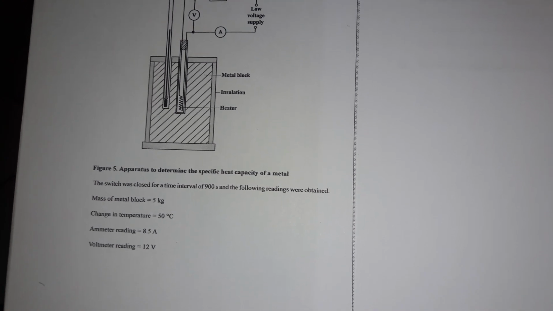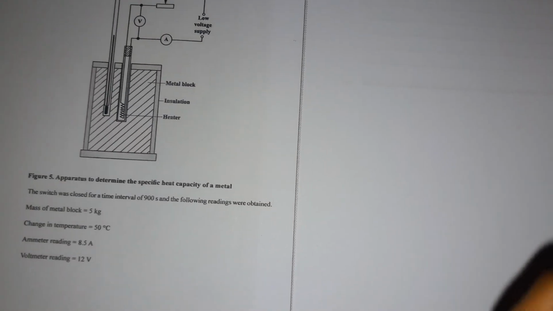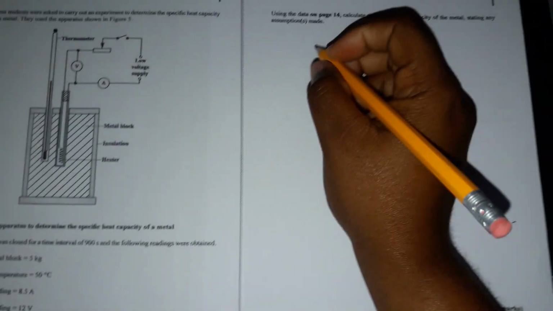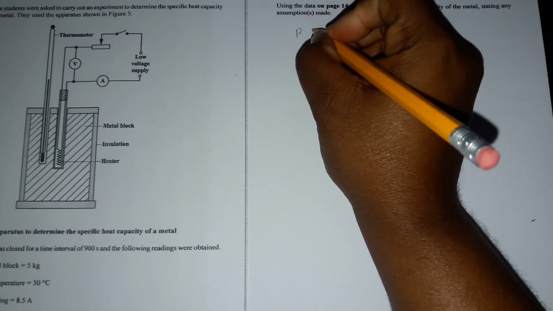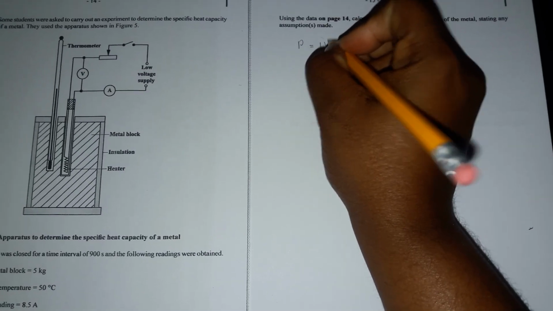Mass of metal block is equal to 5 kilograms. Change in temperature equal to 50 degrees Celsius. So you didn't have to calculate anything. You didn't even have to list anything because they wrote it in list form. The ammeter reading was 8.5 amps and the voltmeter reading was 12 volts. So, given that all of them are related by this thing called P equal to IV.